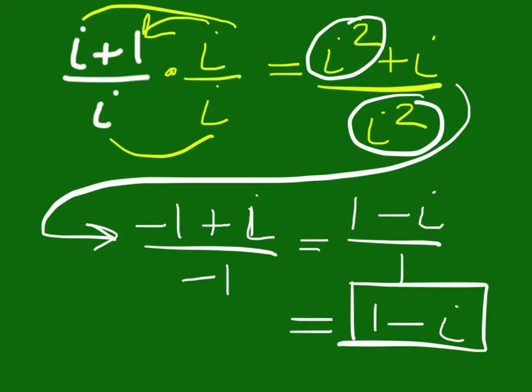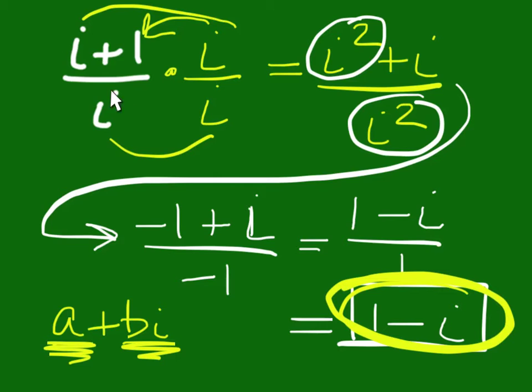And your final answers have to be in a certain form. The general form of a complex number is a plus bi. So if you have a final answer that has a constant and an imaginary number, put the constant first and then the imaginary number second, just like we did here.